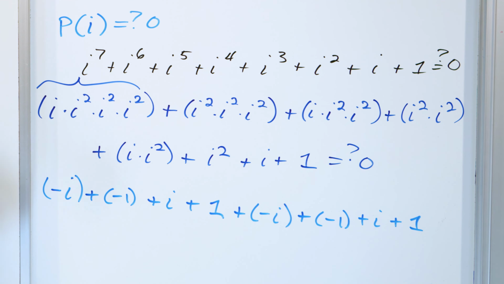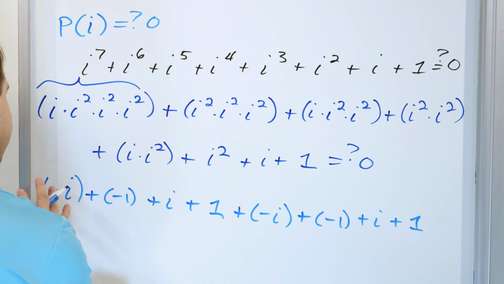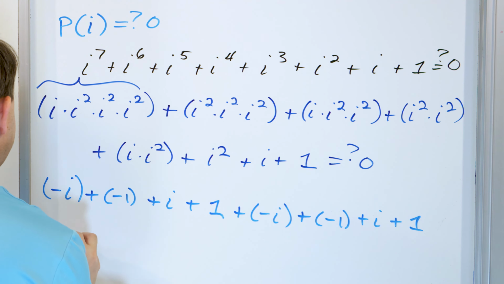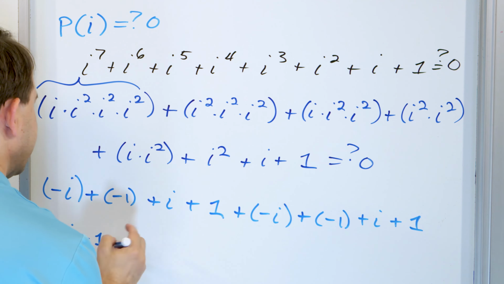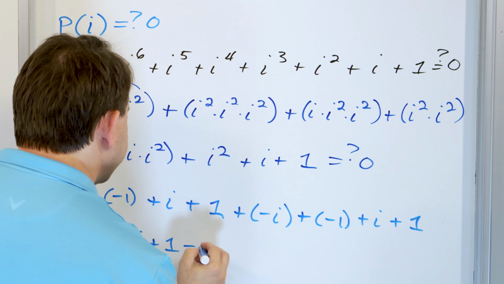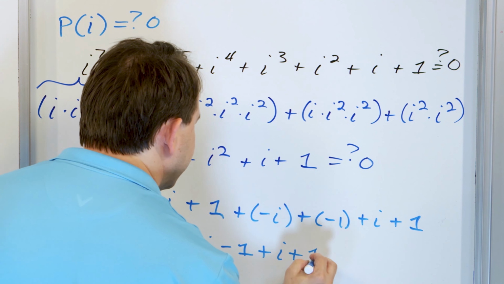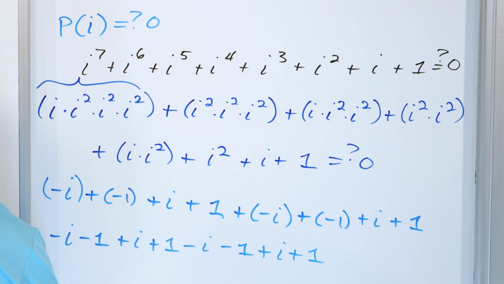All right, so it looks like a nightmare, but it's really not so bad now, because now I'm going to strip out all of the negative signs and all the parentheses. So it's going to be -i. This is -1. This is plus i. This is +1. This is -i, this is -1, this is +i, this is +1. Okay, now we're making progress.